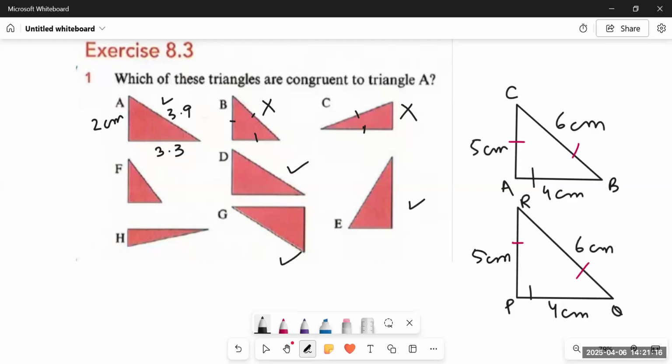So it's just triangle D and triangle G, and I guess triangle E. These triangles seem to be congruent to triangle A because they are exactly the same. Here, these two sides are equal to 2 centimeters. Then this base equals 3.3 centimeters. So we can mark them with one line each, and this one with two lines, so that it would be easier for you to identify. And the third one is the hypotenuse, 3.9 centimeters. The largest side would be the hypotenuse.